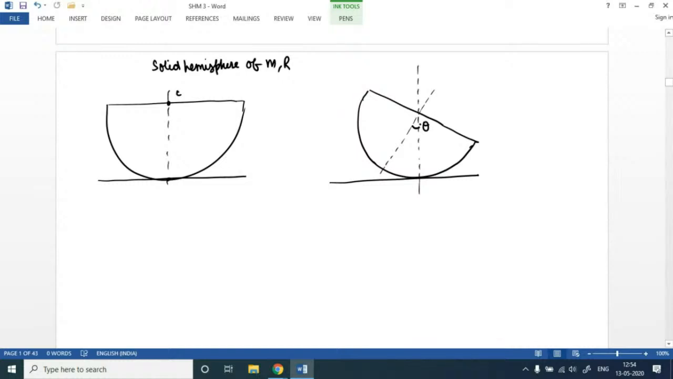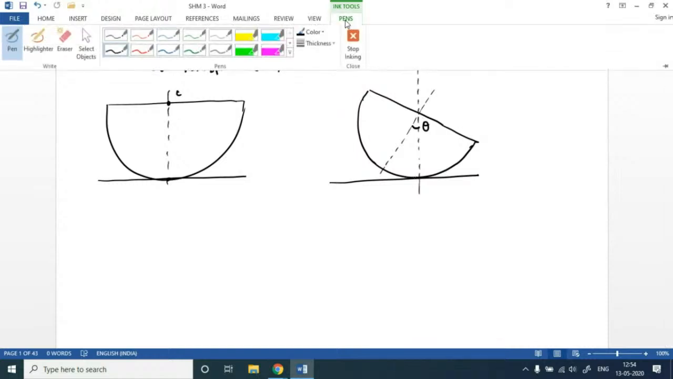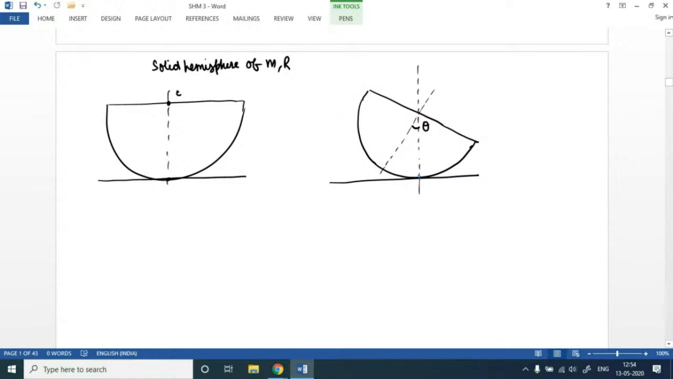In order to find the time period, we wish to write the equation of restoring torque, and we wish to establish that it would be of the form minus k theta. So let's try to do that. At this stage, what forces are acting on this? There would be a normal here, and the center of gravity would be somewhere here. We already learned that from this point O to point C, the distance is 3r by 8. So this would be mg.